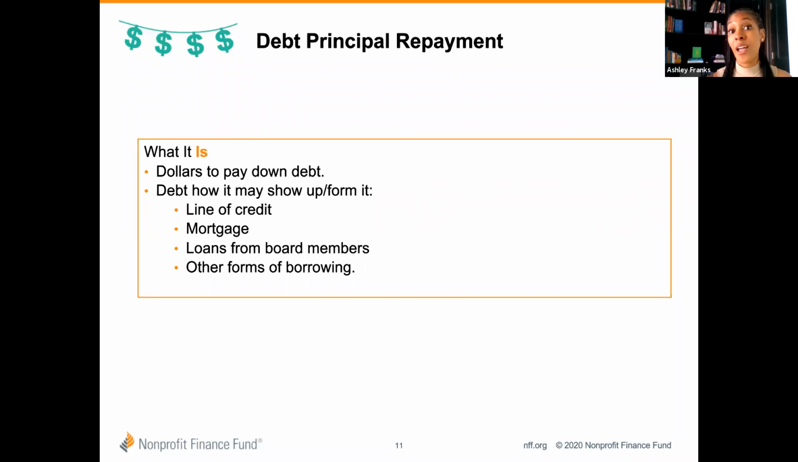The next slice of the full cost pie is debt principal repayment. And that is dollars to pay off debt. It may sound obvious that if you borrow money, you have to make a plan to pay it back. But we name this as a piece of the full cost pie because paying back the principal balance on a loan is a balance sheet transaction. So again, when we say that nonprofits need profits, this is why. Debt principal is paid out of those surpluses. It is paid out of revenue being larger than expenses at the end of the year. Debt may show up in the form of a line of credit, a mortgage on property, loans from board members, and other forms of borrowing.